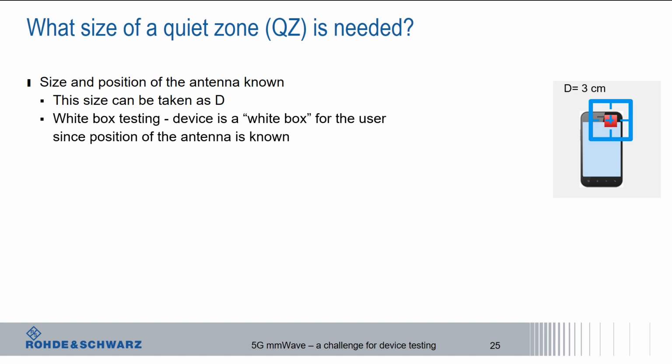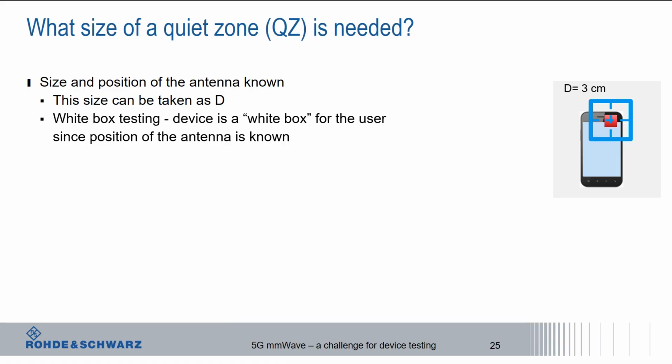So if you are in R&D, for example, and you have a device and you know exactly where the antenna is, and you know also the dimensions of the antenna, then of course this can be considered as D. You know the dimension and the position of the antenna, and it can be fairly small, maybe 2 or 3 centimeters only. I put here an example with 3 centimeters, and since you know the interior of the device, this is called white box testing.